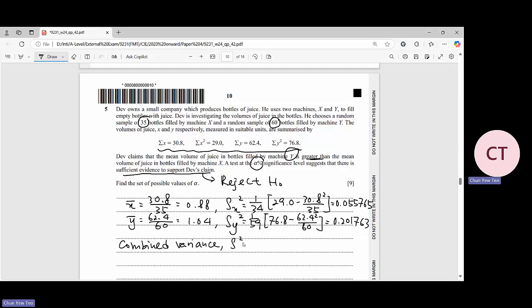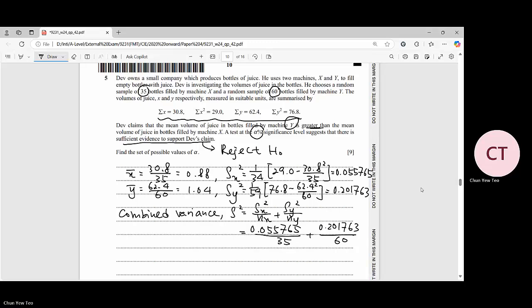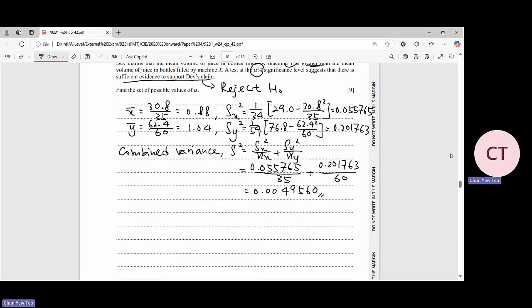My variance is S squared. It will be Sx squared over Nx plus Sy squared over Ny. So it will be 0.055765 divided by 35 plus 0.201763 divided by 60. And press the calculator. You will get this one as 0.00495660. Okay, so with all this information ready, now we can do the hypothesis test.